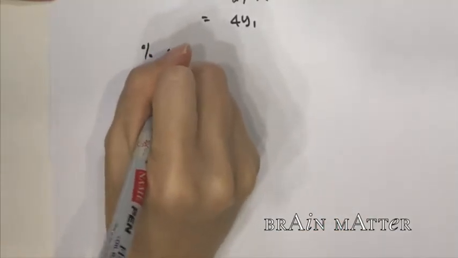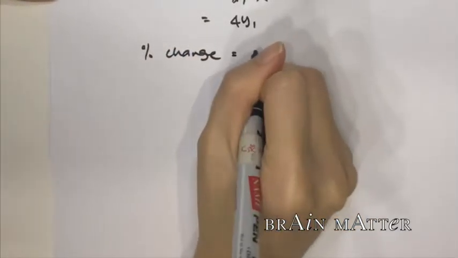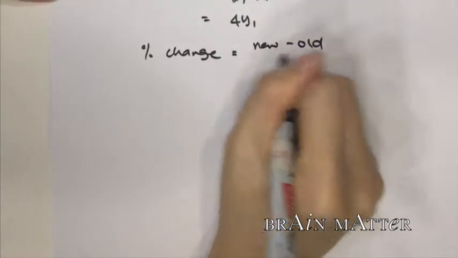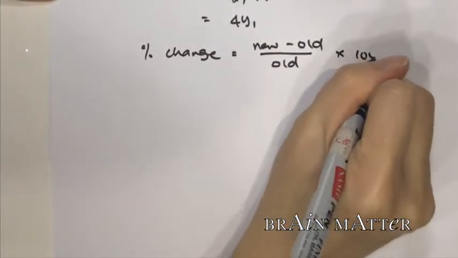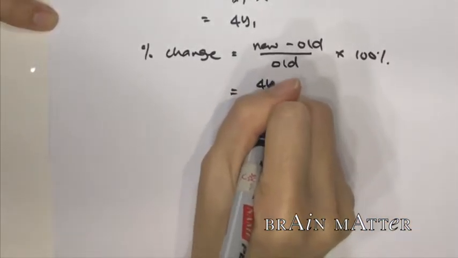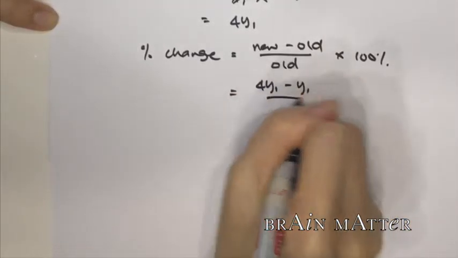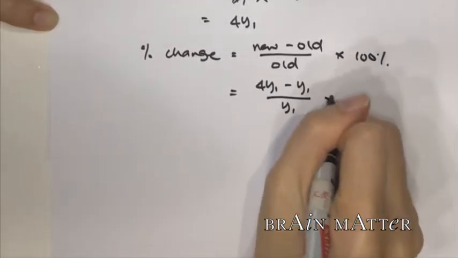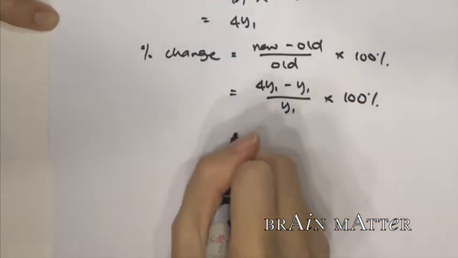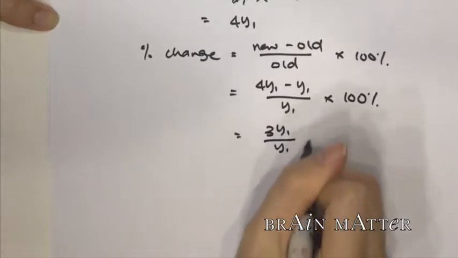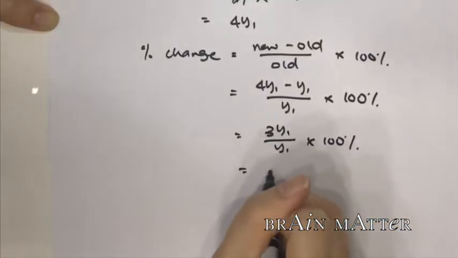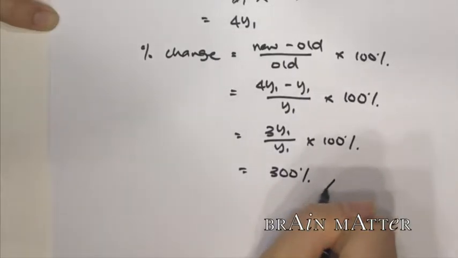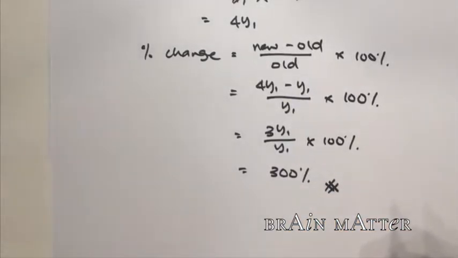To find the percentage change, let me repeat, it's the new minus the old value over the old value times 100%. The new value is 4y1, and the old value is y1, which we indicated just now. So you get 3y1 over y1. Guess what? This is 300%. It is not that difficult if you do it by definition and follow the steps that you usually do when dealing with the basic question.